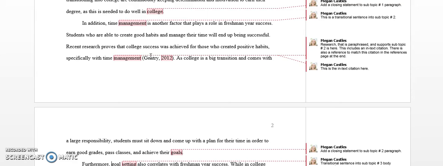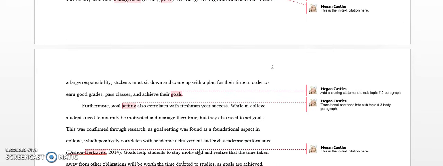So again, you just want to have some additional information in here, and you want to have a concluding sentence for this body paragraph. So I have, as college is a big transition and comes with a large responsibility, students must sit down and come up with a plan for their time in order to earn good grades, pass classes, and achieve their goals. Then I move into the third subtopic body paragraph.